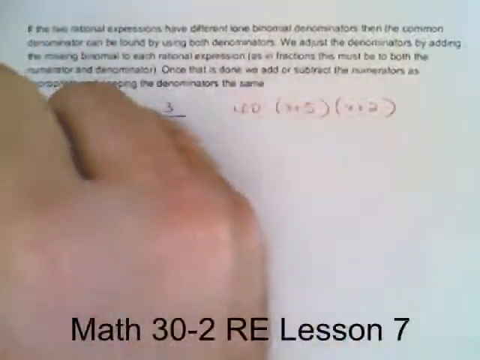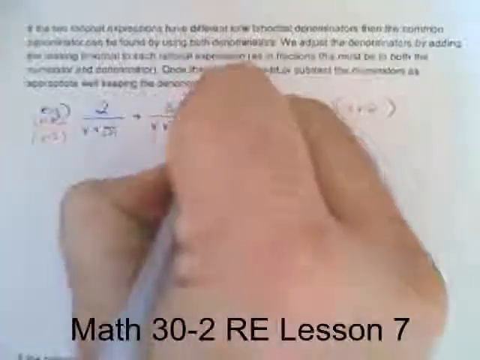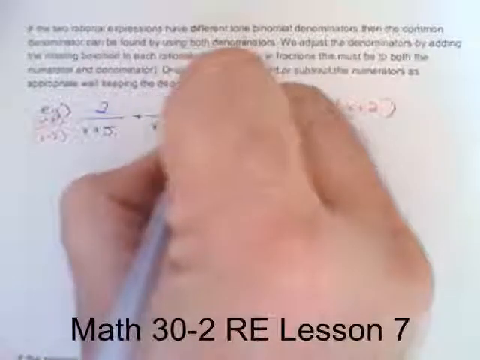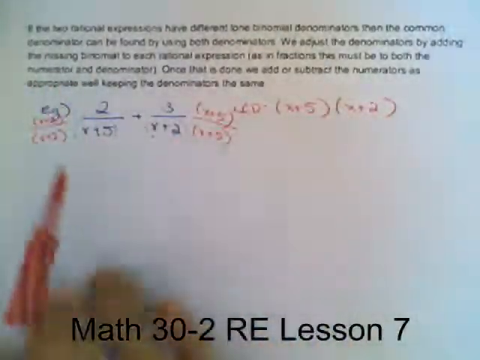So I look over here and I say, what do I need to add to this x plus 5? In order to make it this, I need to multiply by x plus 2. Whatever I do to the bottom, I have to do to the top. Okay, here I need the x plus 5. Whatever I do to the bottom, I have to do to the top. People often say, well, why don't I just put this up there and this up there? They think cross multiply.